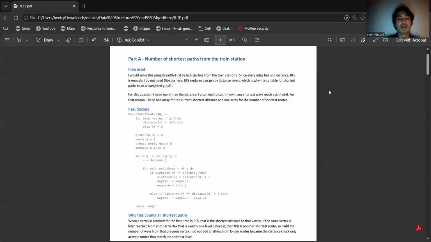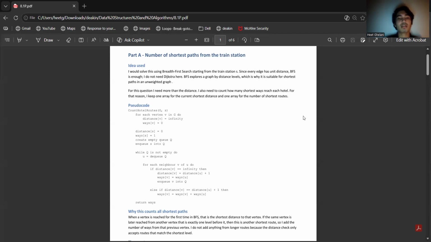Here we start with part A, which is basically about counting the shortest paths. In part A, the problem was to find the number of shortest paths from the train station to every hotel in the graph. Since every edge has a unit weight, I used BFS instead of Dijkstra's algorithm. BFS is suitable because it explores the graph level by level, meaning the first time a node is reached gives the shortest distance to that node.